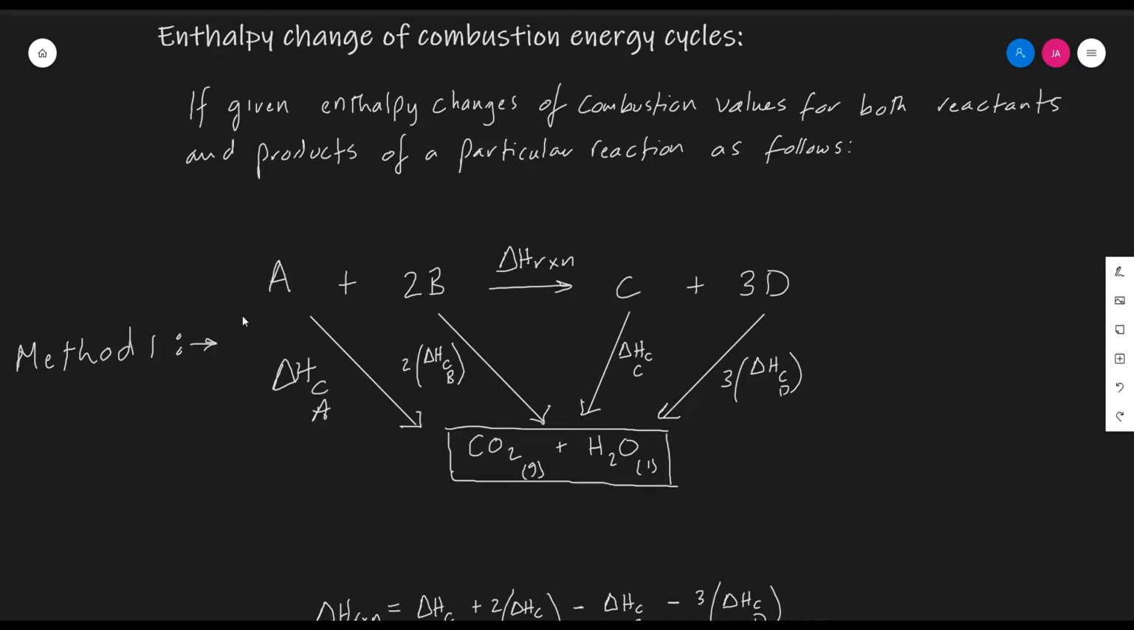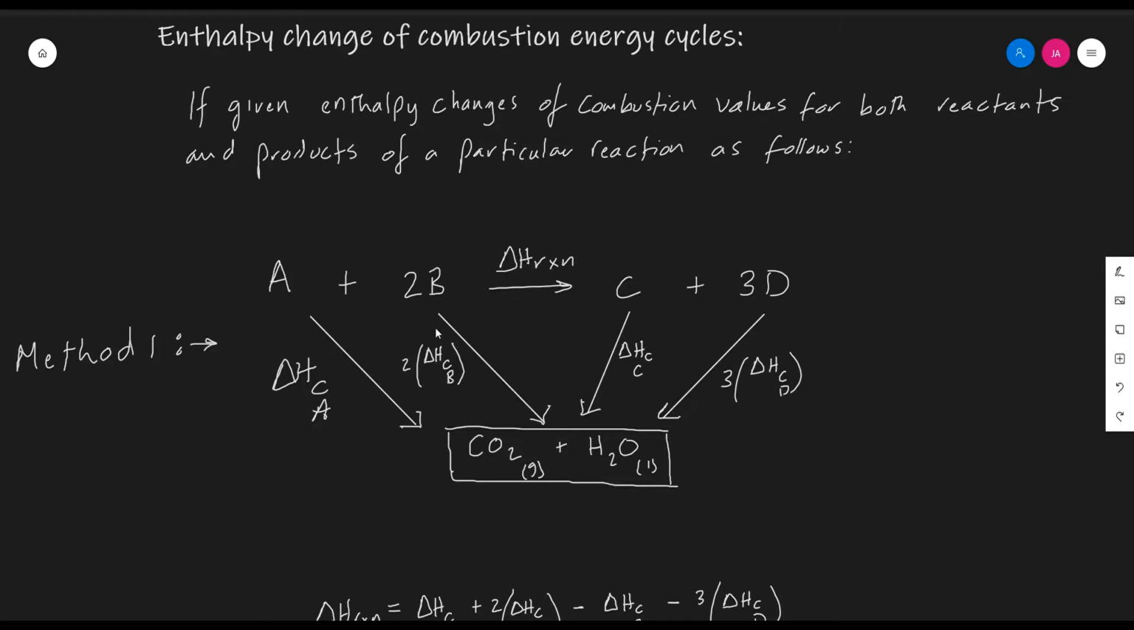I've given an example. Reactant A reacts with 2 moles of reactant B to produce 1 mole of reactant C and 3 moles of reactant D. The question will ask you to determine the enthalpy change of the reaction, as shown here, using enthalpy changes of combustion values. Thus, if you are given enthalpy changes of combustion values for both reactants and products for a particular reaction, one can construct a combustion cycle to determine the enthalpy change of this reaction.